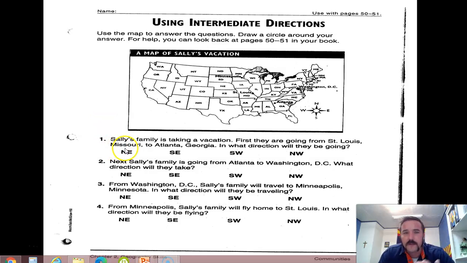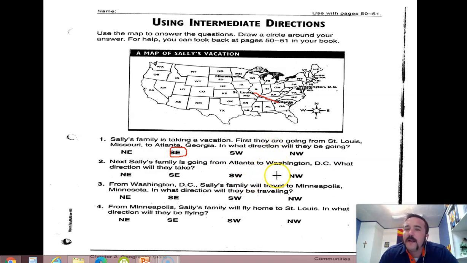Please read this carefully. Sally's family is taking a vacation. Very good. First, they are going from St. Louis, Missouri, to Atlanta, Georgia. So here's what I'm going to ask you guys very carefully to do. What I would do is very literally, I draw a line going from St. Louis to Atlanta, Georgia. So here to here. Now, what direction is that going? Looking at the compass rose, well, it's not south, it's not east, it's southeast.